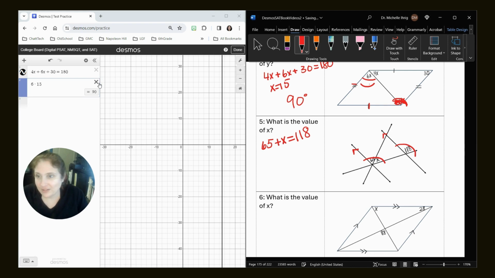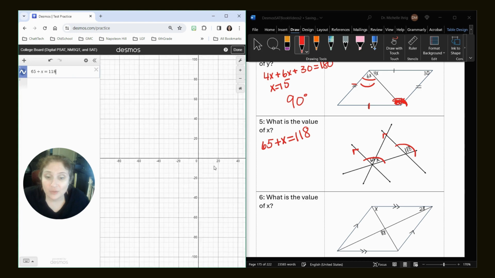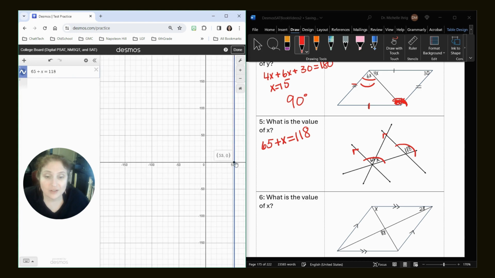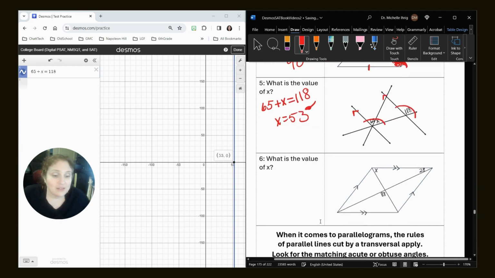So we just go into Desmos and type it in. You could also do 118 minus 65, but I just want to show you that Desmos can solve equations for you. Scroll out, and there's our answer. X equals 53 degrees.